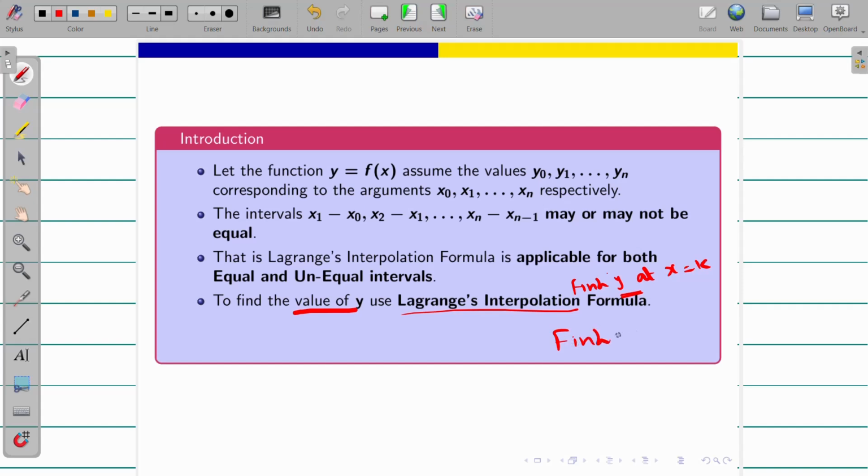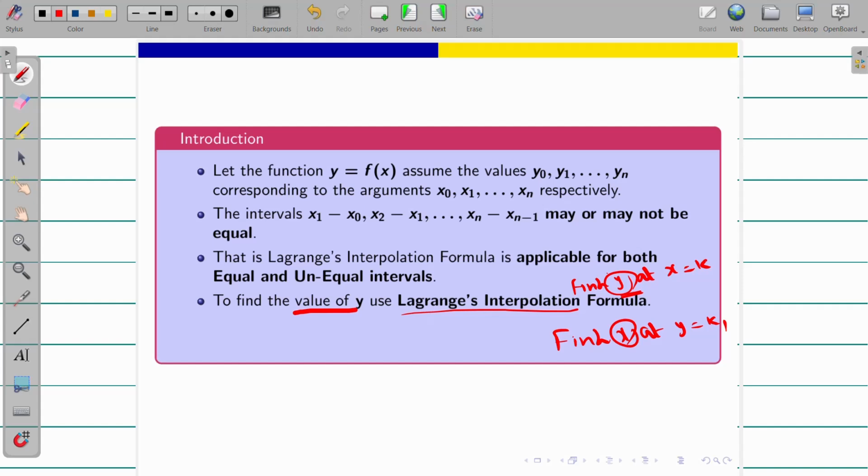Suppose in my question I'm asking, find x at y equal to some k1. Then what I have to do? Finding y here, finding x. This is the additional advantage we are having in Lagrange's interpolation formula. If you want to find the value of x for the respective y value, we can find it. Similarly, we can do that in reverse. If you know the value of y, we can find x also. That is the inverse Lagrange's interpolation formula we are going to use.